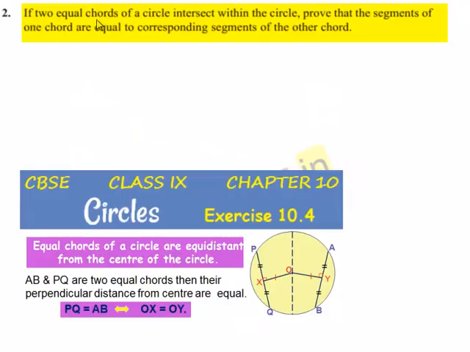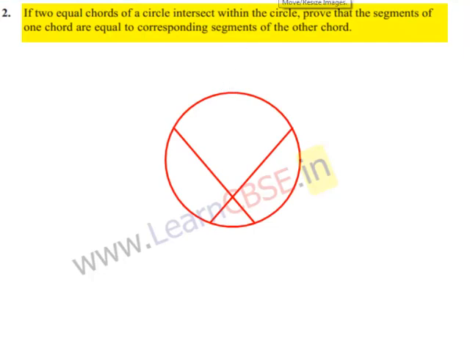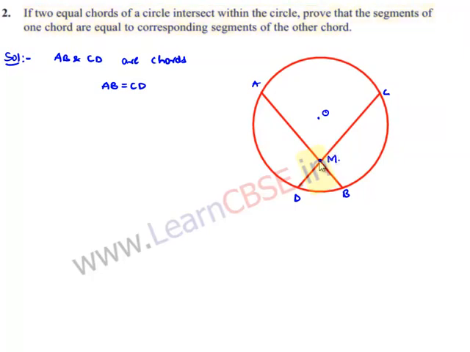Coming to the second question. If two equal chords of a circle intersect within the circle, prove that segments of one chord are equal to corresponding segments of the other chord. Now moving on to the solution. Let us consider a circle as shown in the figure. Let the circle be with center O, and here AB and CD are chords of equal length that intersect at point M. Therefore AB is equal to CD, and AB and CD intersect at point M.